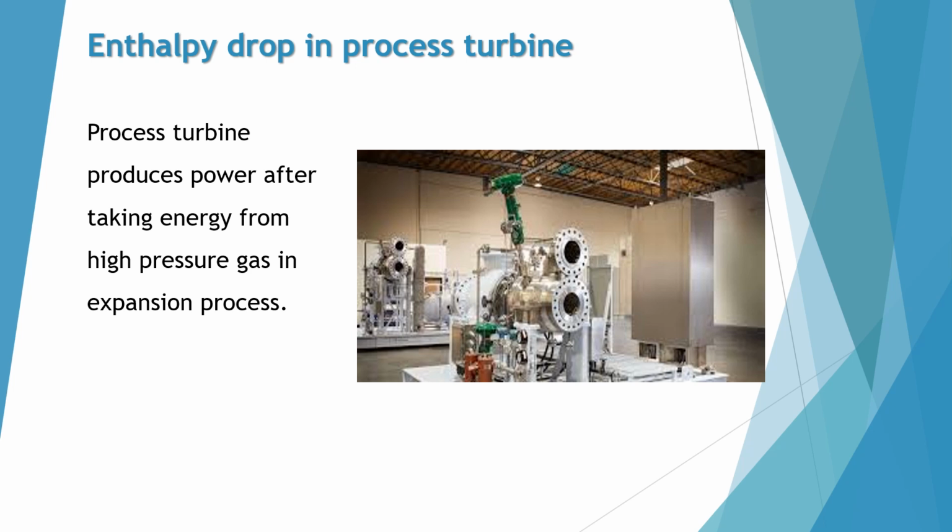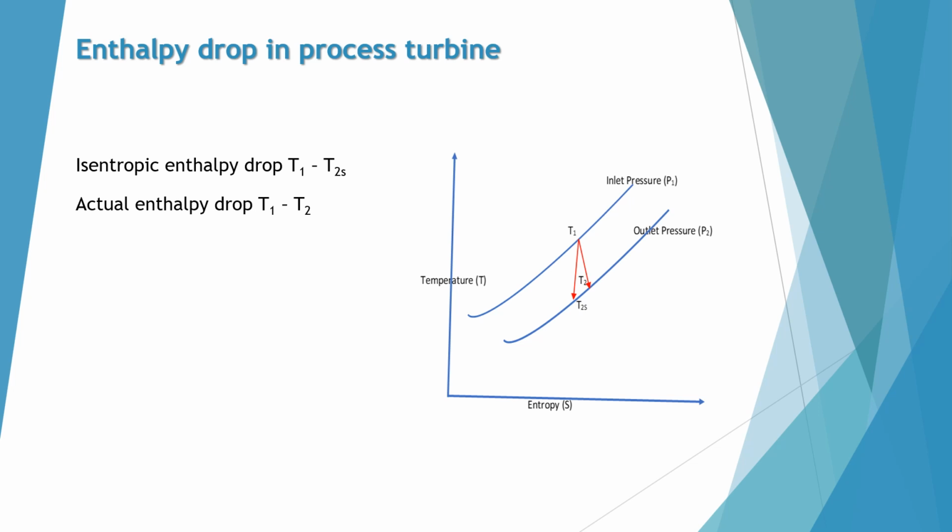Enthalpy drop in process turbine. The process turbine produces power by taking energy from the high pressure gas during the expansion process. The 1-2 or T1-T2 process is an isentropic enthalpy drop process. This is ideal. The actual T1-T2 or 1-2 process is the actual enthalpy drop. Efficiency of the turbine is the actual enthalpy drop divided by the enthalpy drop of the 1-2S or T1-T2S process.